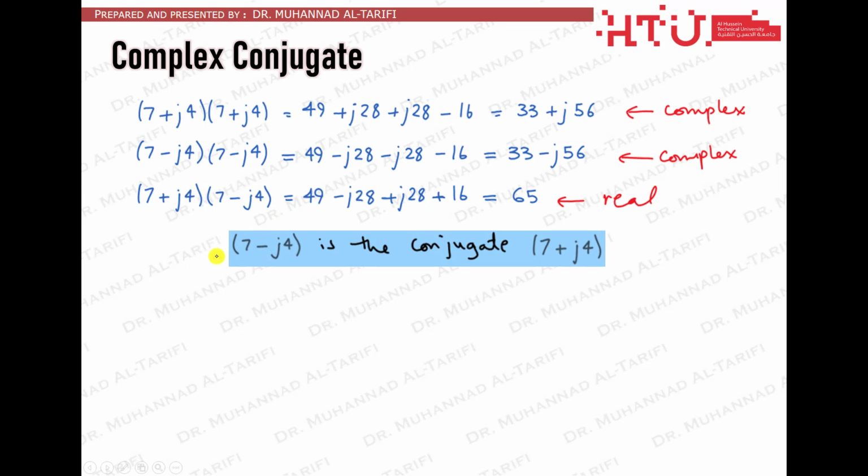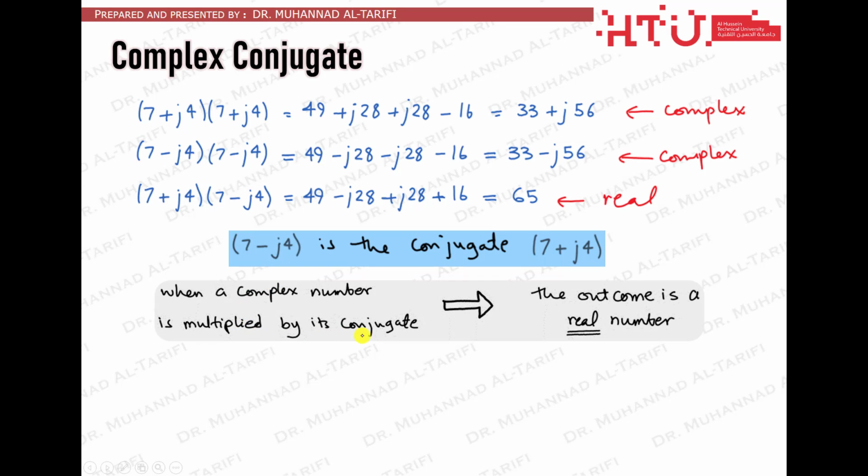This is an interesting outcome, and it is not obtained by luck. The real reason is that 7 minus j4 is the conjugate of 7 plus j4, and vice versa. 7 plus j4 is the conjugate of 7 minus j4. And when multiplying a complex number by its conjugate, you always get a real number.